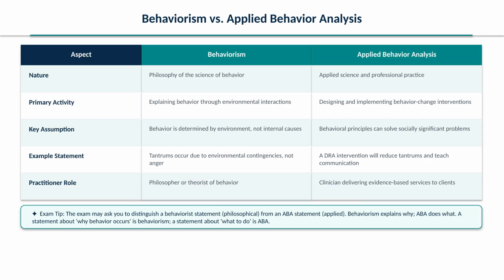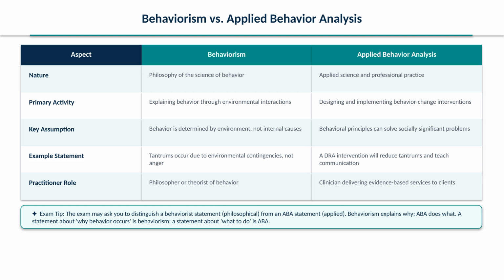This slide clarifies a critical distinction you'll need for the BCBA exam. Behaviorism is the philosophical foundation, while applied behavior analysis is the practical application. Behaviorism asks why behavior happens, focusing on environmental contingencies rather than internal causes like anger. In contrast, ABA takes those principles and uses them to design interventions that solve real-world, socially significant problems.